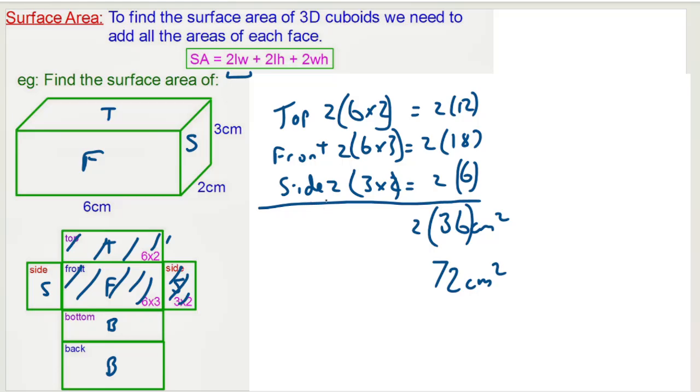There's lots of different ways you can calculate this. You can calculate it like we did to start with. Okay, so if we calculated that through, 2 lots of 12 is going to give me 24. 2 lots of 18 is going to give me 36. 2 lots of 6 is going to give me 12. And then I could just sum those 3 numbers together. 24 plus 36 is 60, plus 12 gives me 72 centimeters squared.